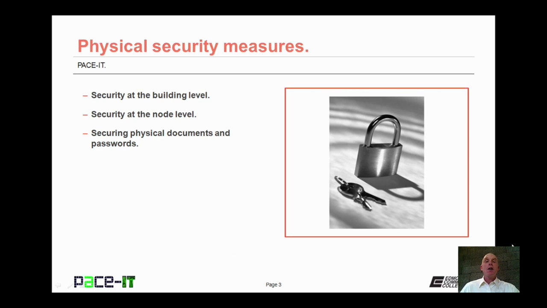Today we're going to be talking about security at the building level, security at the node level, and finally, securing physical documents and passwords. And with that, let's go ahead and begin this session.